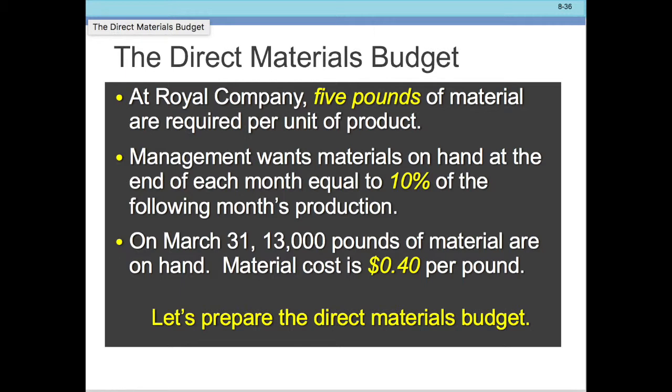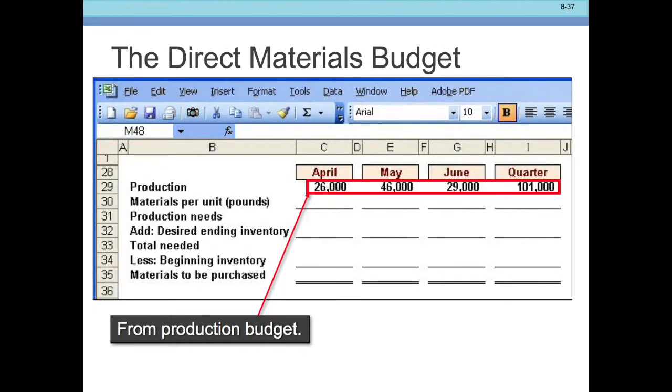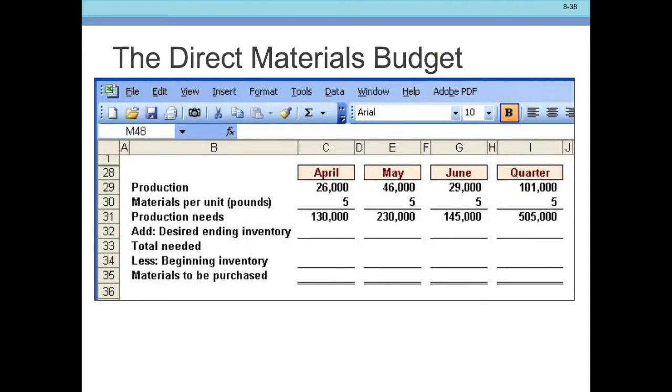Let's play our game. So we have our production units. Where did we get those? From the production budget. We go to the production budget. We put those units in for April, May, and June, and then we add our pounds. The question itself said there would be 5 pounds of material required for each production unit. So 26,000 pounds times 5 pounds. We need 130,000 pounds of production needs.